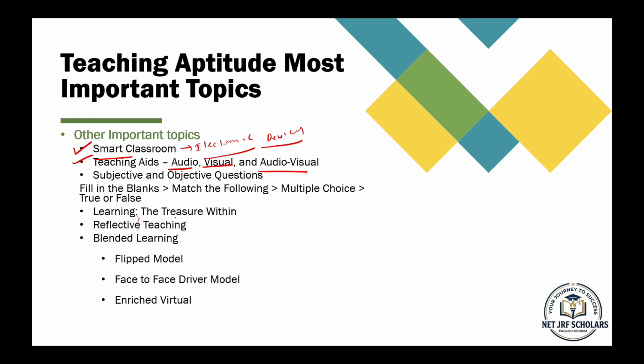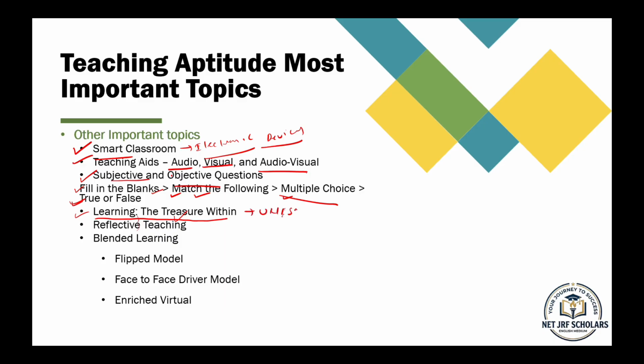And we have 2 types of questions, that is subjective and objective questions. In objective, we have multiple types, like fill in the blanks, match the following, multiple choice, true or false. The objectivity of fill in the blanks is less than match the following, and the objectivity of match the following is less than multiple choice, and the objectivity of multiple choice is less than true or false questions.